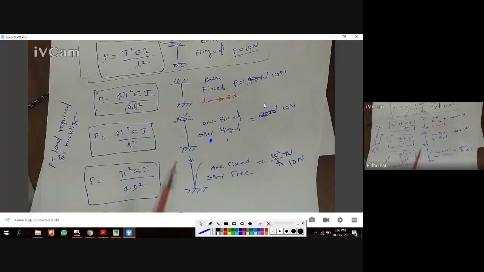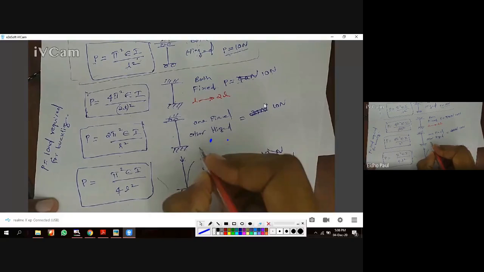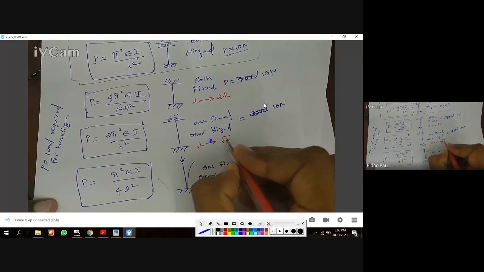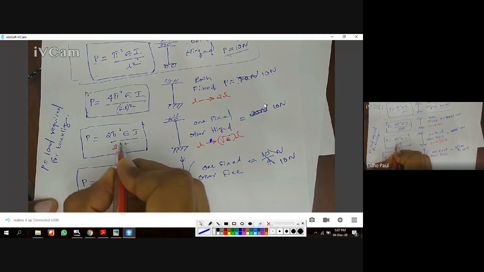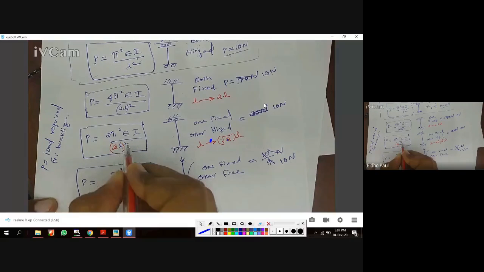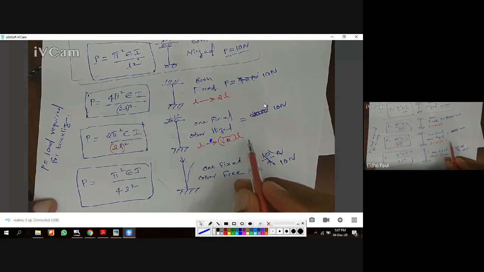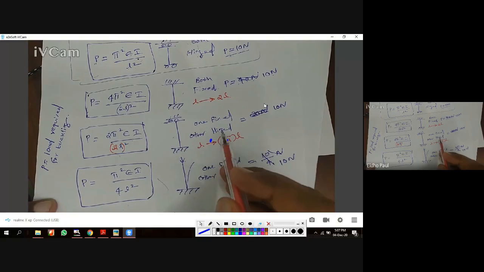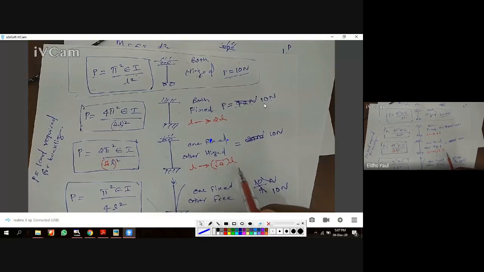What about this one? How can we reduce from 20 to 10? L changes to √2 times, √2L. Instead of L, we give √2L. So √2L square is equal to 2L square. So 2 into 2 cancel out, pi square EI by L square. When I change the length from L to √2L, the length is also increasing. When I increase the length from L to √2L, what is the value of √2?